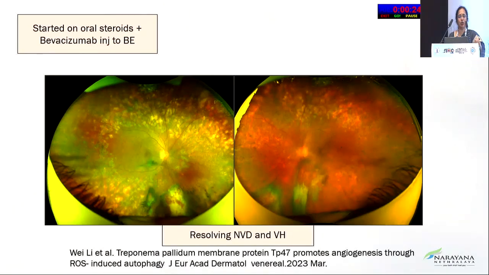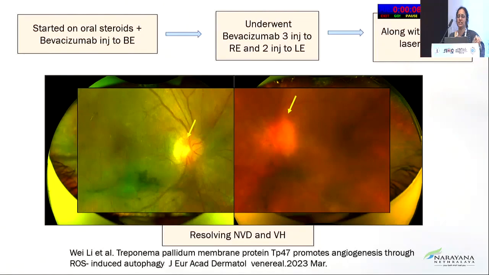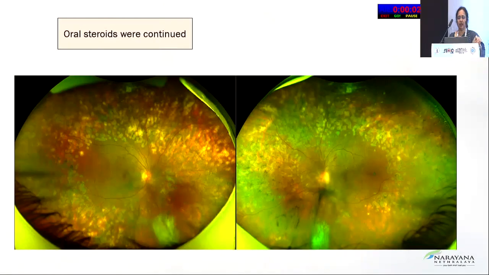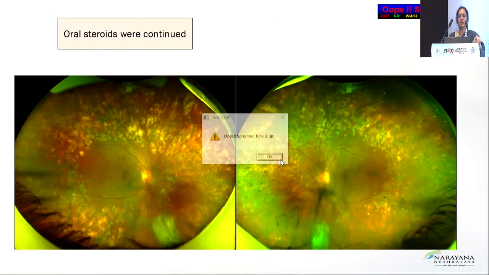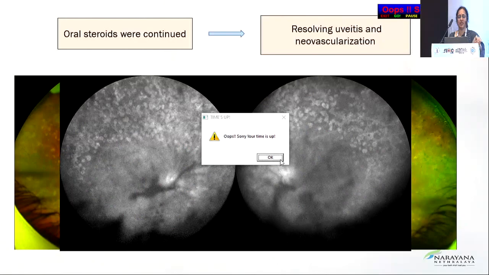Started on oral steroids, the patient received intravitreal bevacizumab injection to both eyes, following which we could see the resolving NVD and vitreous hemorrhage in both eyes. Subsequently, the patient underwent 3 more injections of anti-VEGF into the right eye and 2 injections in the left eye, along with targeted laser for the right eye, and oral steroids were continued. So we saw resolving uveitis with neovascularization.